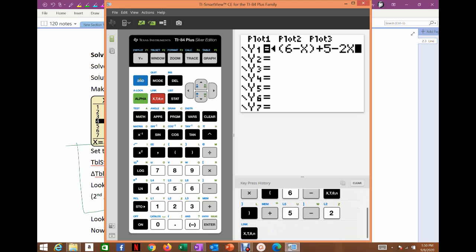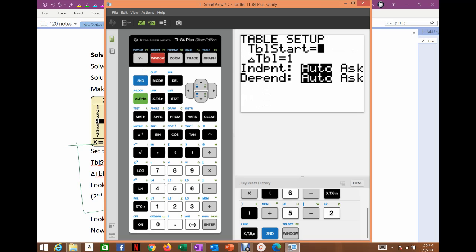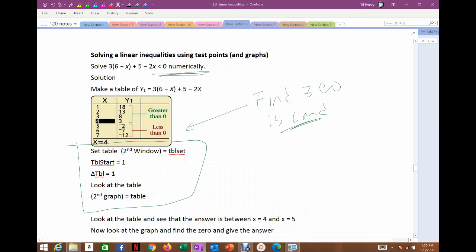Alright, so before I go to window, I'm going to go to table. So remember table, I'm going to do a table setup. So table setup, remember, is above window. Alright, look at that, it's table setup. So if I hit second window, it takes me to my table setup. And I want to set up my table. Alright, so second window, you go to table setup.